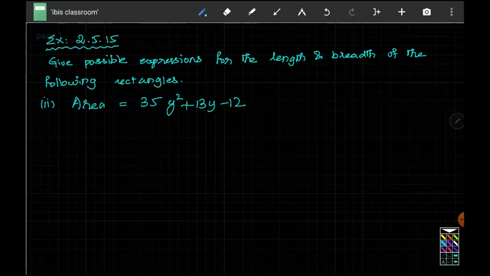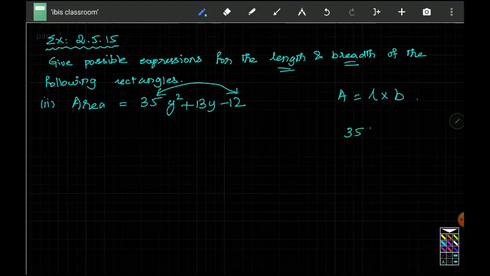So the thing is, they have given the area expression as 35y square plus 13y minus 12, and what are the possible length and breadth. If you could write this as a product of something into something, those two things are the sides of the area, because area is L into B. So the process is, if you have y square coefficient other than 1, then what you need to do is multiply these two things.